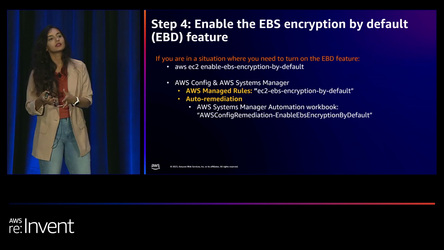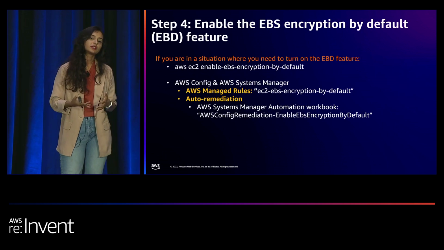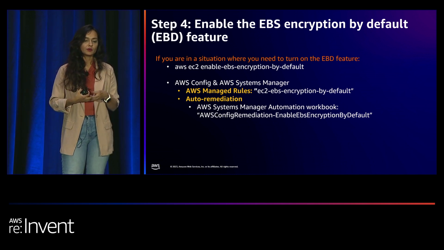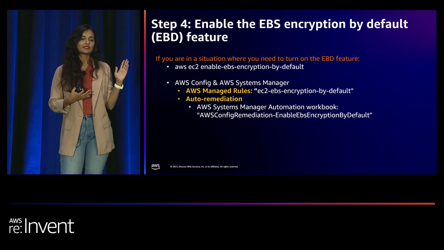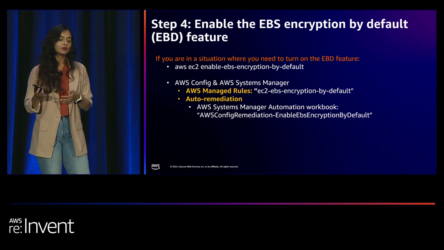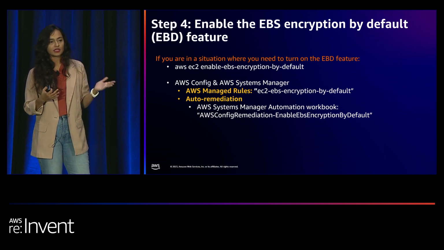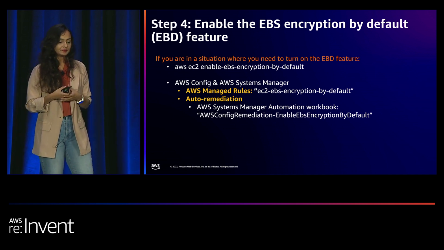Once you've identified the key that you want to use, you can then enable the EBS feature for the accounts that don't have it enabled. It's very easy to enable. You can use enable EBS encryption by default, or you can use the console. It's an account level per region setting. You can also use AWS Config like we had discussed earlier.